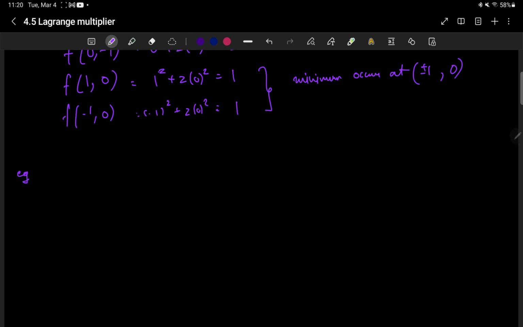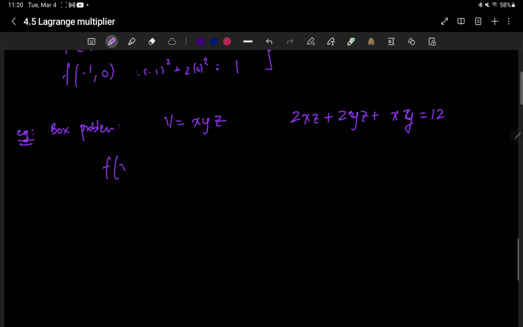Okay, so let's apply this to the box problem. In the box problem, we were trying to do this under the constraint of 2xz plus 2yz plus xy equals 12. So here we have f(x,y,z) is the volume, which is xyz, and the gradient of this, so you take derivatives. Partial with respect to x will give you yz, partial with respect to y will give you xz, and partial with respect to z will give you xy.